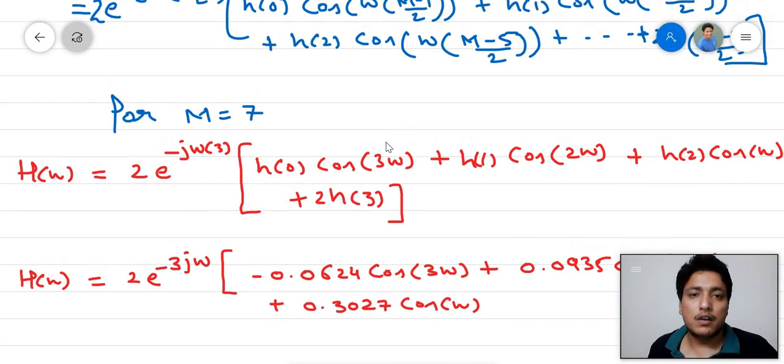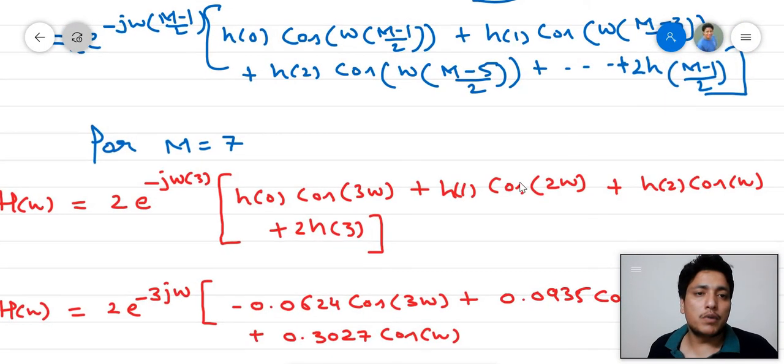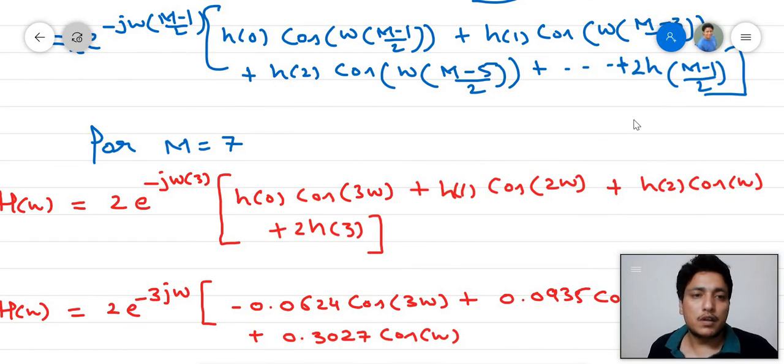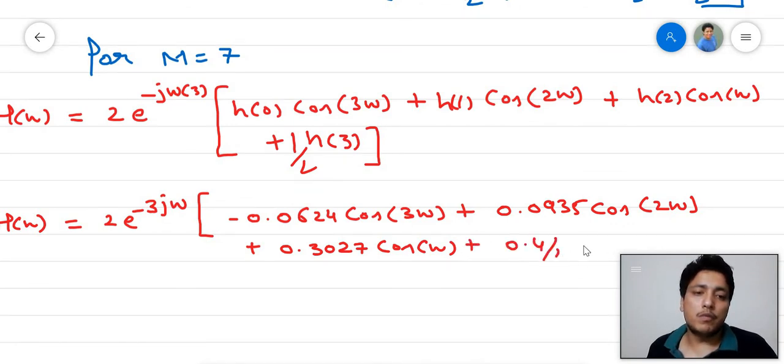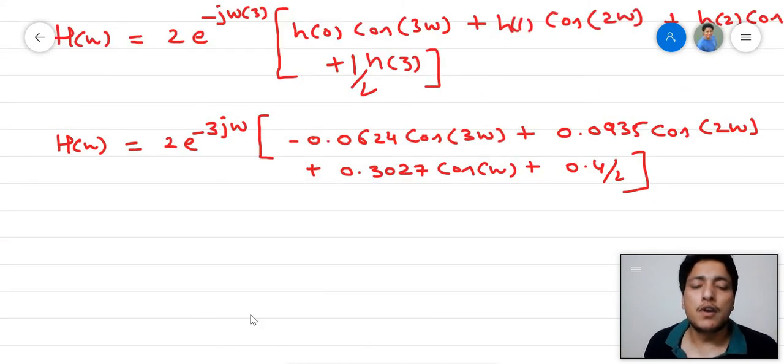Wrong here, this should not be 2, it should be 1 by 2, and here also 1 by 2. So then plus 0.4 by 2. So this is the impulse response of the filter we have obtained. Thank you.